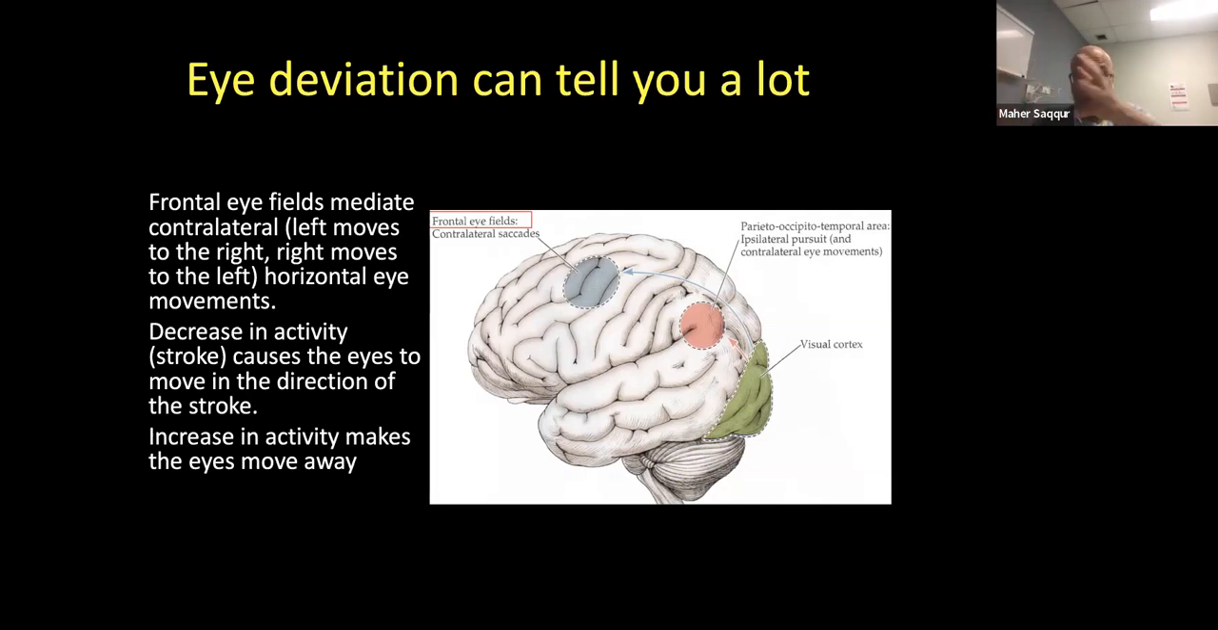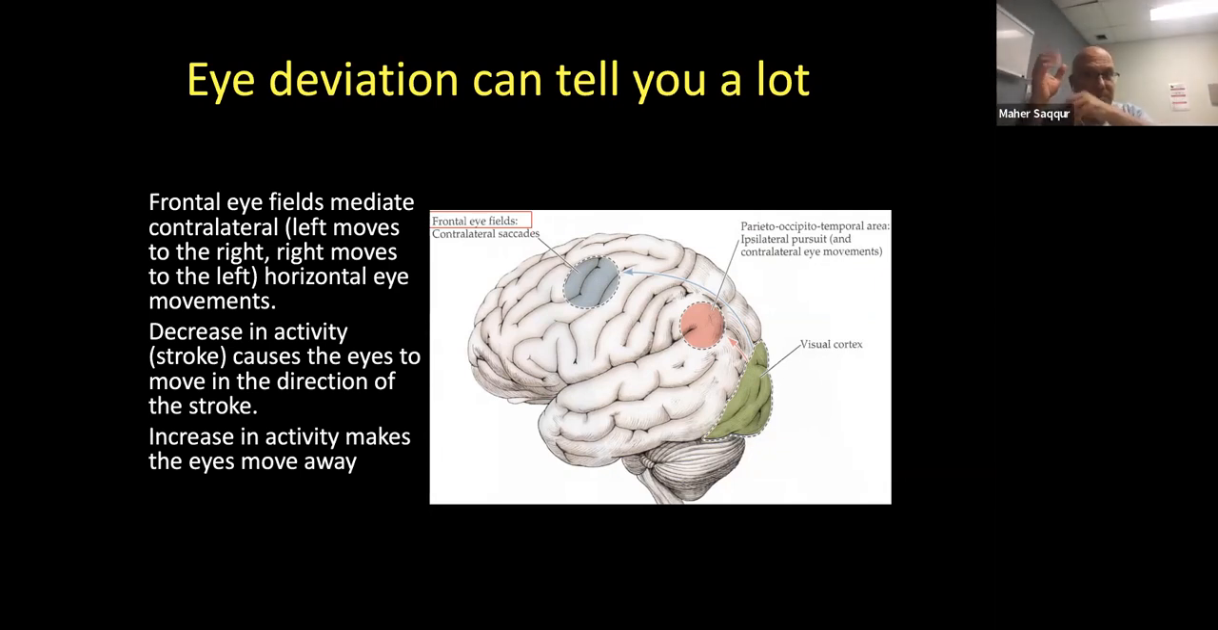So the left frontal eye field moves the eye to the right side, and the right frontal eye field moves the eye to the left side. So the eyes track right and left, right and left. If you have a stroke on one side, then the eye cannot move to the contralateral side. The eye will be deviated towards the stroke. So in cortical stroke, the patient's eye will be deviated towards the stroke.